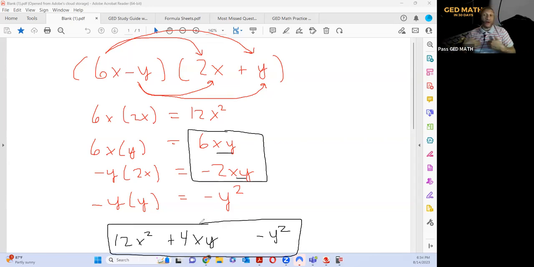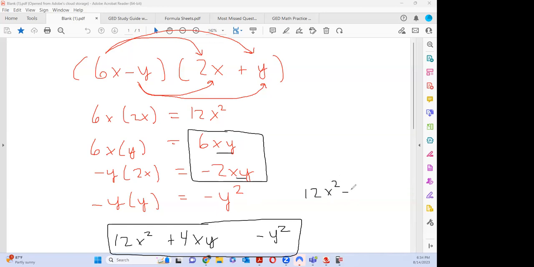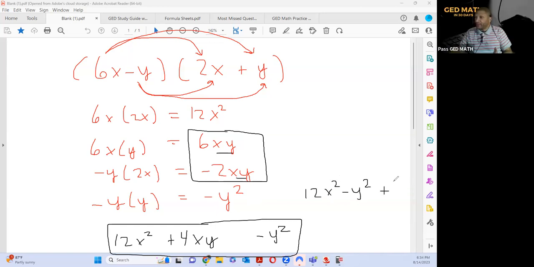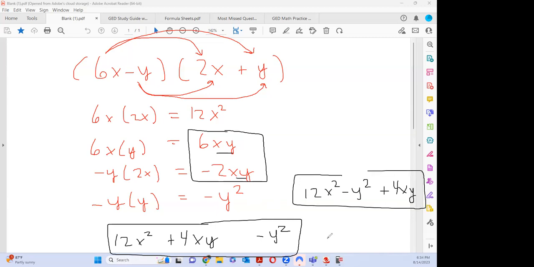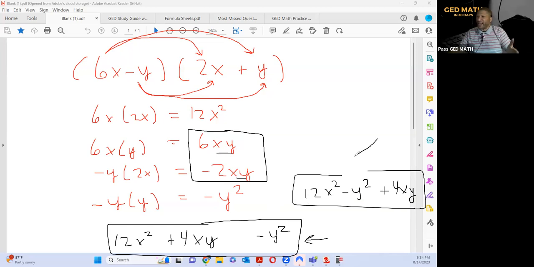Now, I can tell you right now, this is the answer they're going to have on the test. In algebra, your real answer should be highest degree first, alphabetical order: 12x squared minus y squared plus 4xy. That's how it should go. But on your GED, they're probably going to show both. Are these the same exact answers? Are these the same? No.